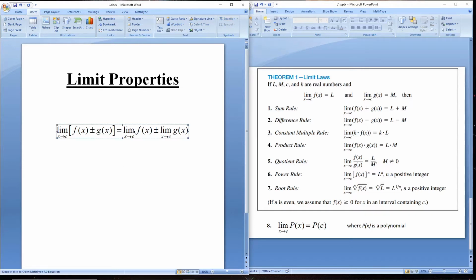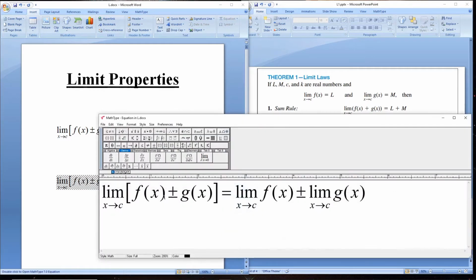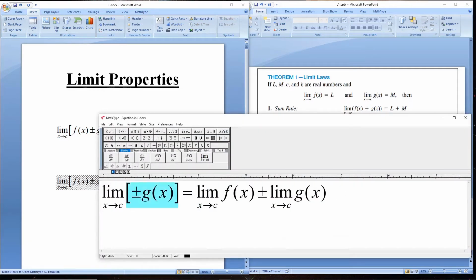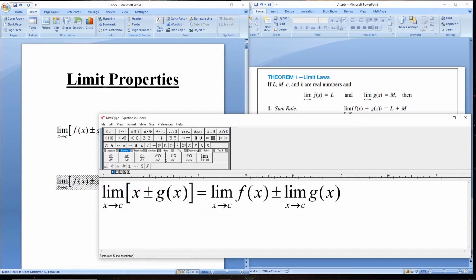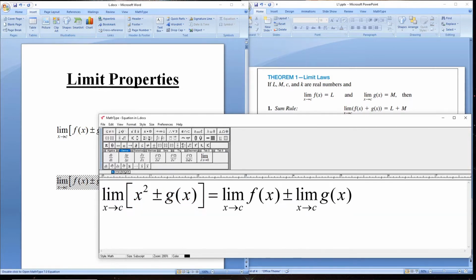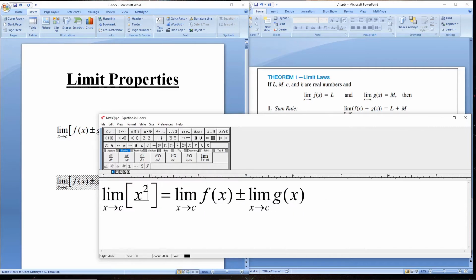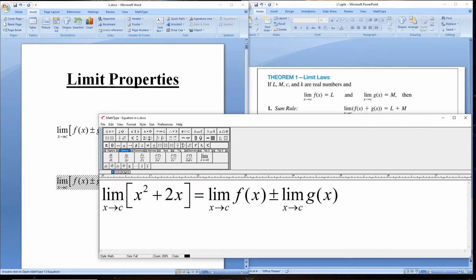So what would that mean? Let's say if we just threw some functions in there. So let's say we had x squared plus 2x. Well, the limit distributes. So we can just distribute the limit to each of those terms.